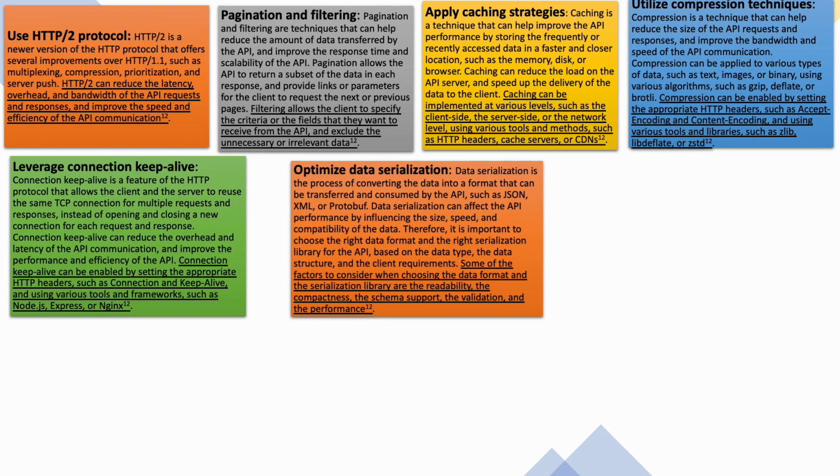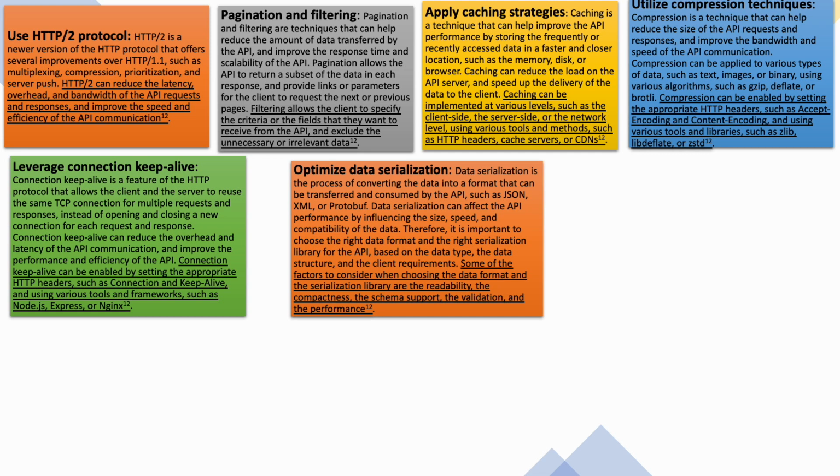Optimize data serialization. Data serialization is the process of converting the data into a format that can be transferred and consumed by the API, such as JSON, XML, or protobuf. Data serialization can affect the API performance by influencing the size, speed, and compatibility of the data. Therefore, it is important to choose the right data format and the right serialization library for the API, based on the data type, the data structure, and the client requirements. Some of the factors to consider when choosing the data format and the serialization library are the readability, the compactness, the schema support, the validation, and the performance.